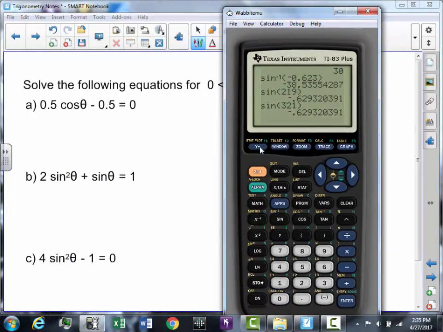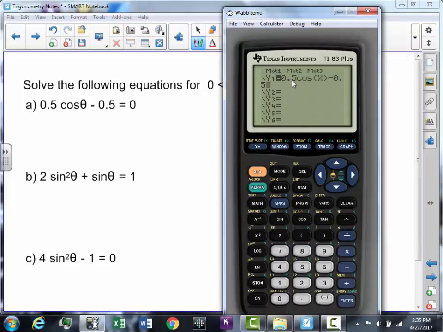You could type this whole thing in the calculator and just solve it. 0.5 cosine x minus 0.5. Just type it in. Before I press enter, I just want to consider what the graph should look like. It should look like a cosine graph.